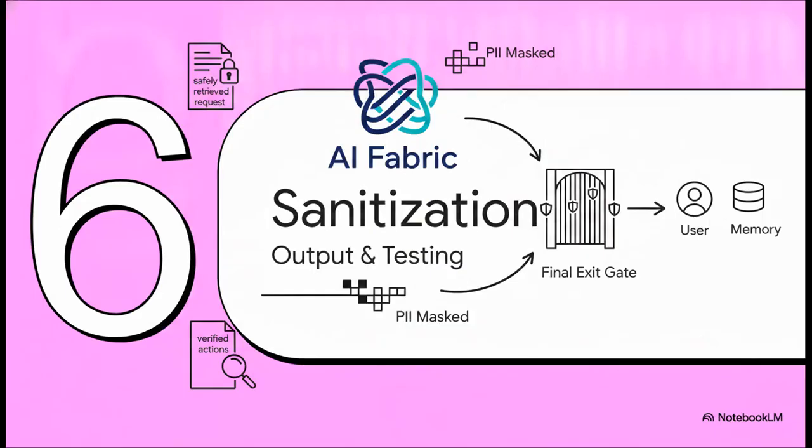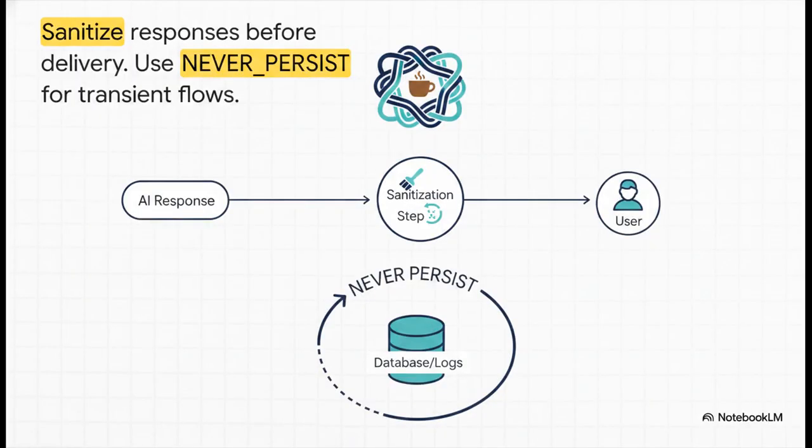Section 6. Output sanitization and testing. Okay, so the request was retrieved safely, actions were verified, and PII was masked, but we still need a final exit gate. The response sanitization step scrubs the generated answer, nested results, and the client payload right before delivery. Also, for highly sensitive requests, you can use the never_persist mode. This ensures transient workflows bypass backend recording entirely, keeping raw, off-the-record input completely out of your chat history and logs.